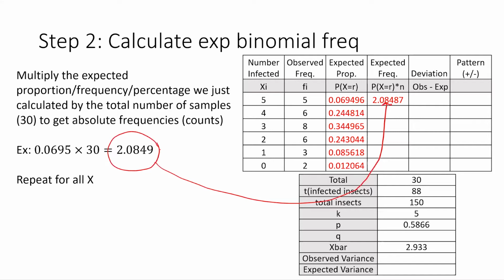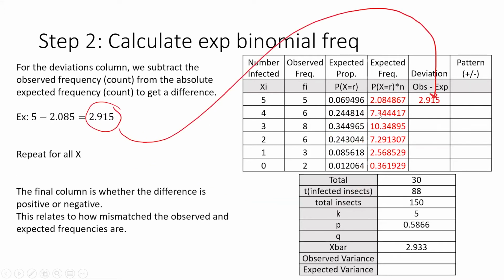If we want to translate that back into counts or frequencies, we need to multiply that percentage, that probability, that proportion by our sample size. So out of 30 samples, we would expect 2.08 to have 5 successes, to have 5 infected insects. And we repeat that for each of these. So for 4 infected insects out of a sample of 5, we would expect that to occur 24.4% of the time. 0.244 is the probability or proportion of having 4 infected insects out of 5.